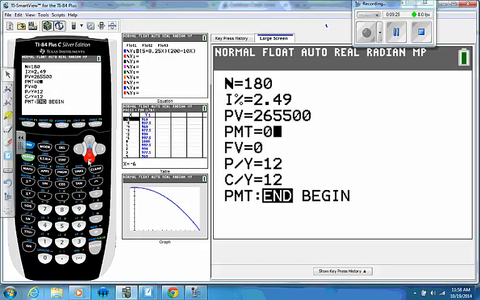The future value of any borrowing is always 0. P/Y will be 12, and C/Y is going to be 2. If I go back and calculate my payment, I get a payment of $1,767.47. That's my monthly mortgage payment. That's quite a bit, right? So let's write that down.